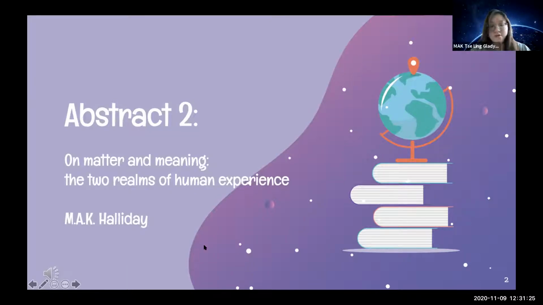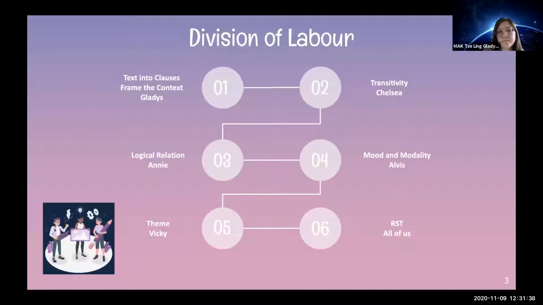Okay, good. In this presentation, we will be looking at Abstract 2, which is on Matter and Meaning, the Two Realms of Human Experience by M.A.K. Halliday. This is our workload table. In this presentation, each of us is responsible for one item, and for the RST part, we work on it together.